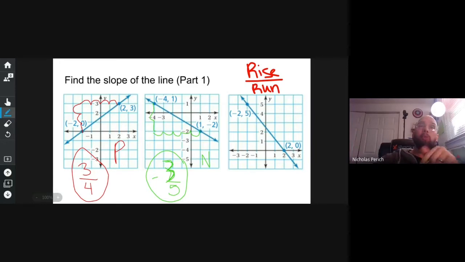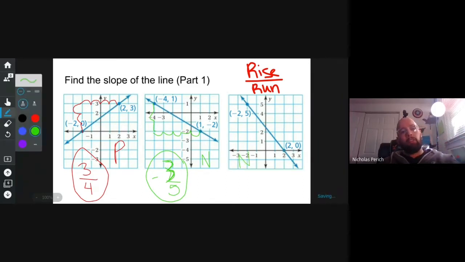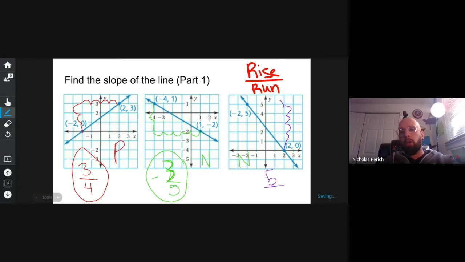Pick 2 dots. Here and here. Positive or negative? Negative. Let's go from one dot to the next. 1, 2, 3, 4, 5. So my slope is rise 5. And I'm going to run 1, 2, 3, 4. It's a negative slope. So I make my fraction negative.